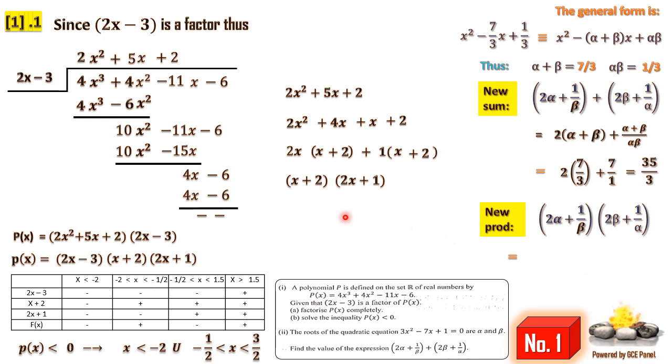And if they ask for the new equation, you just use the general form for a quadratic equation: x squared minus 35 on 3 x plus 25 on 3 equals 0. And you multiply all through by 3. You have 3x squared minus 35x plus 25 equals 0.